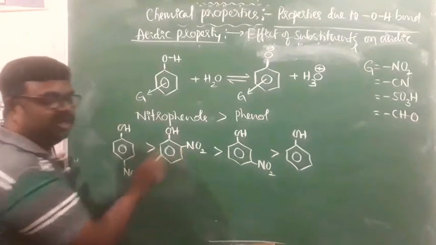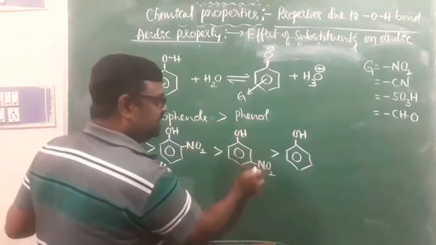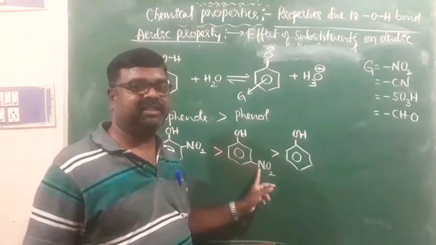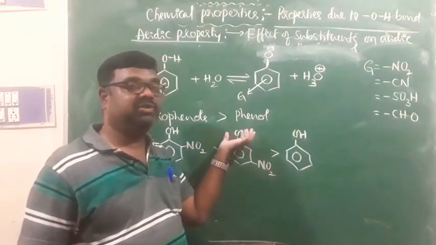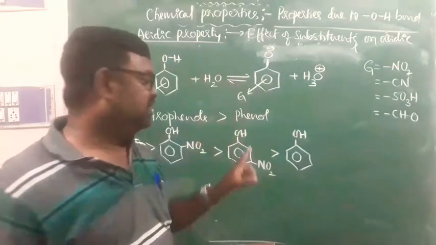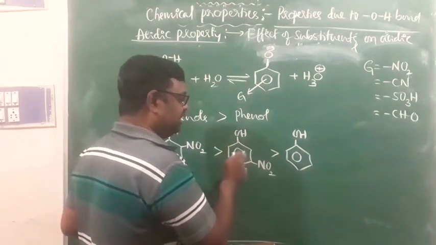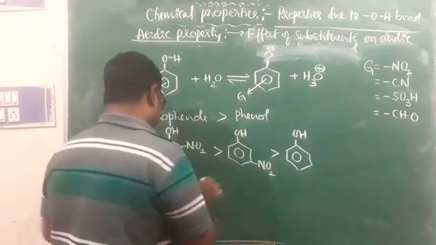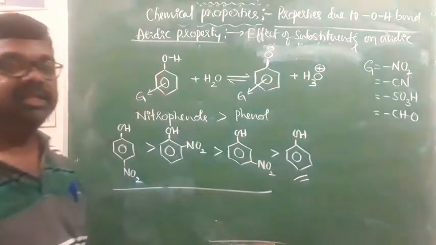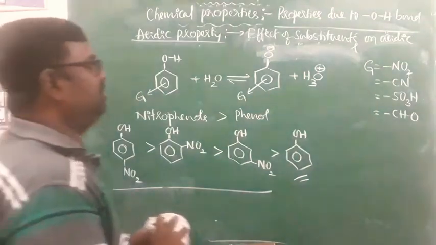Ortho is more acidic than meta, because when the nitro group is at the meta position, the lone pair of electrons on the OH group will not be in resonance with the nitro group. Because of that, the electron withdrawing effect is less here, and therefore it is less acidic. All three nitrophenols are more acidic than phenol. That is the effect of electron withdrawing groups on the acidic strength of phenol.